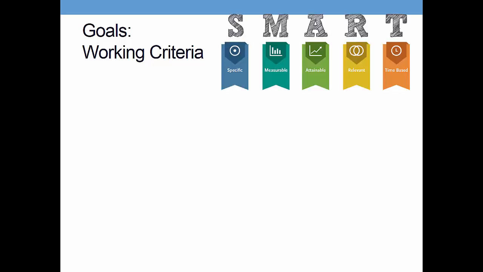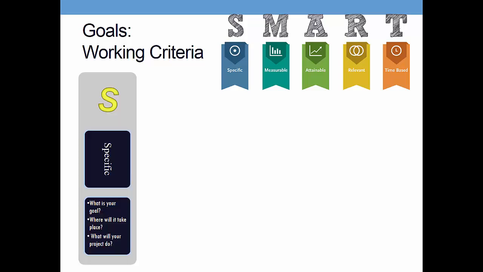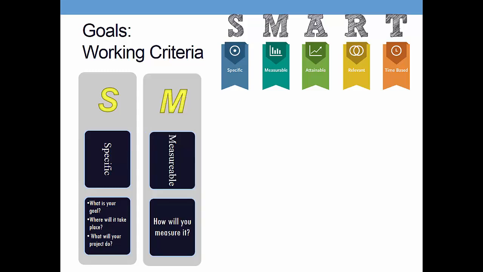Goals. Part of setting up your goals is to develop your working criteria. For this, you must be SMART. What does that mean? You must be specific. What is your goal? Where will it take place? What will your project do? This must be measurable. How will you measure what you're trying to do? How will you determine if it's better than something else that has already been done?